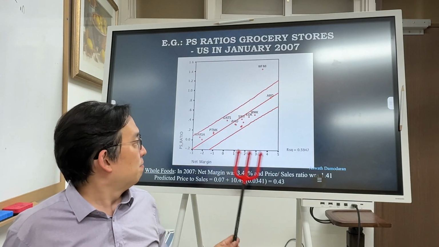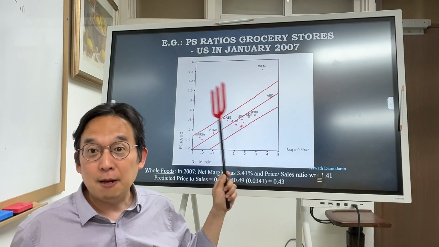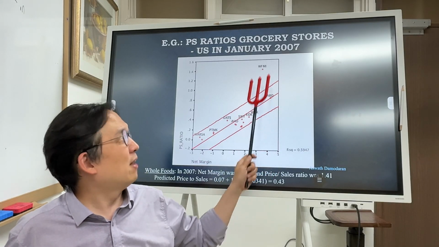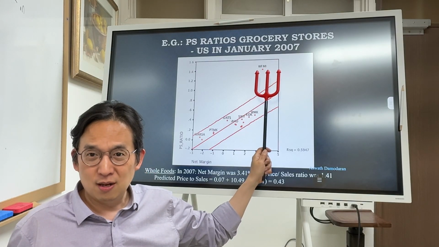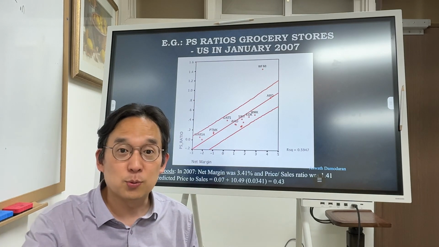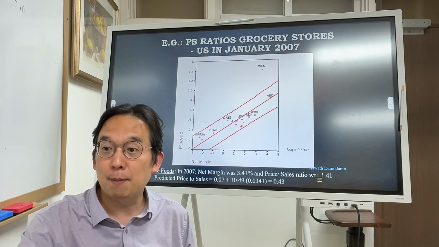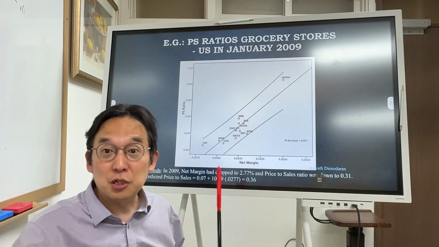Its margin is big, so it deserves a high price, but not to that degree. Why are you in so high a place? You have to come down. Okay, sell it. Guess what happened? It went down to here in the next year.